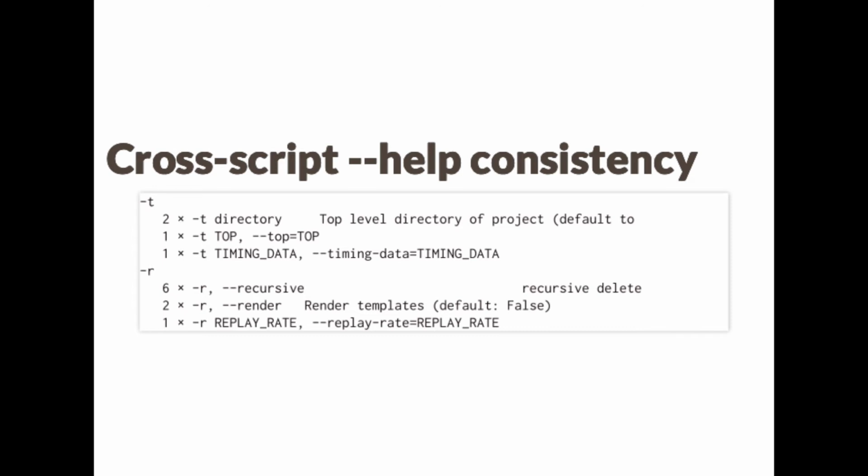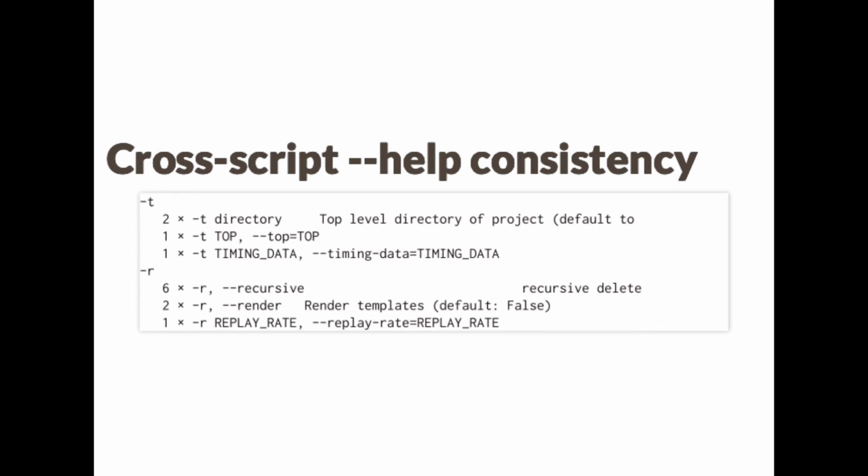the dash T, we had a particular meaning that we were consistent on. Then I came along and made a script that used it for timing data. And also the replay rate, we were quite consistent with dash R meaning recursive, but there was that render one. But then the traffic replay tool has replay rate and timing data. So it's kind of okay to be inconsistent because it's a whole different domain, but it's maybe something we should look out for.